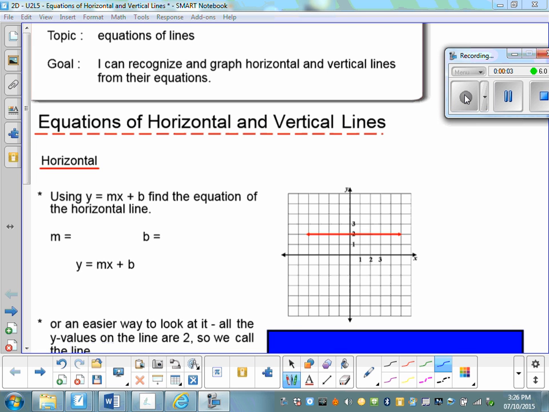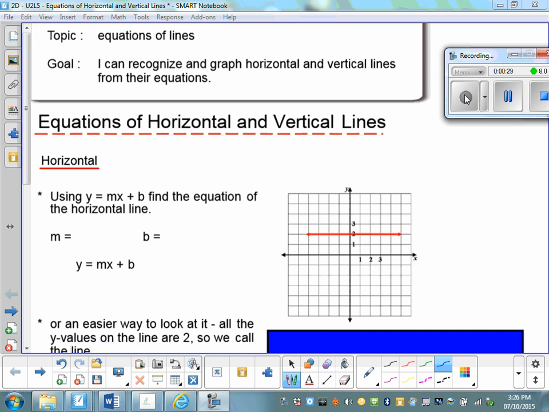All right, so today we're going to be taking a look at equations of lines, and these are special lines. So we're going to be taking a look at horizontal and vertical lines and what happens when we're doing equations for those lines. So we're going to start with horizontal lines here. You can see we've got a horizontal line in red on the graph, and we're going to use y equals mx plus b to find the equation of that horizontal line.